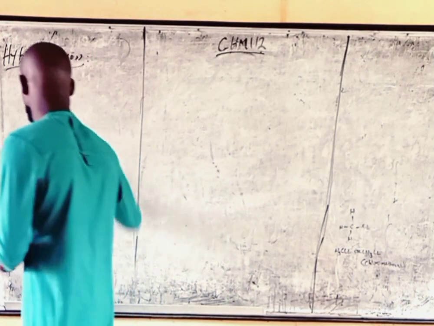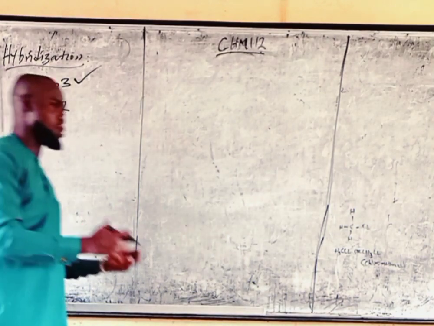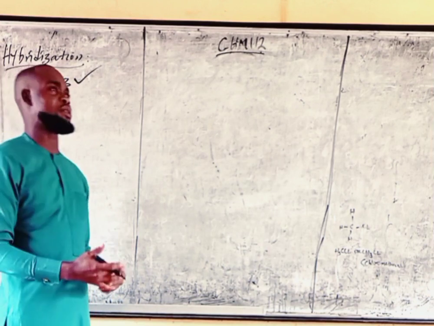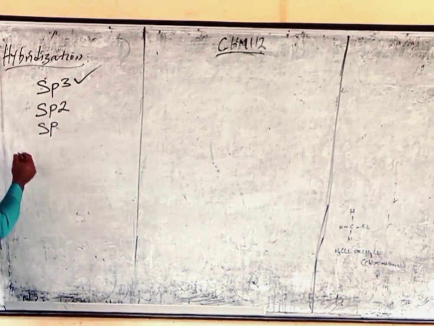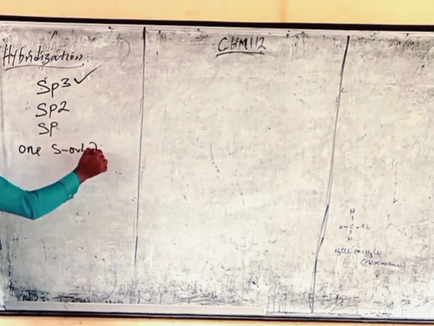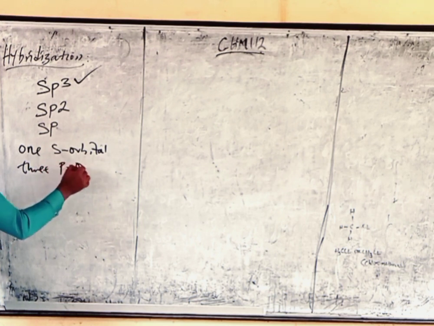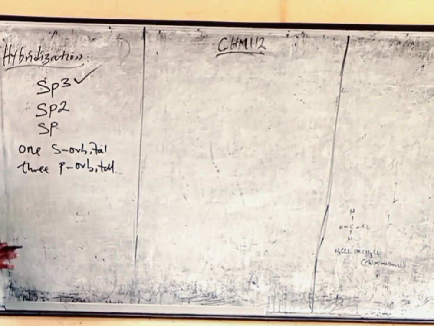Now, let's go with this first one, which is the sp³ hybridization. What is the meaning of sp³ hybridization? Sp³ hybridization means a type of hybrid orbitals that is formed from the combination of one s orbital and 3 p orbitals. That is what forms the sp³ hybridization.